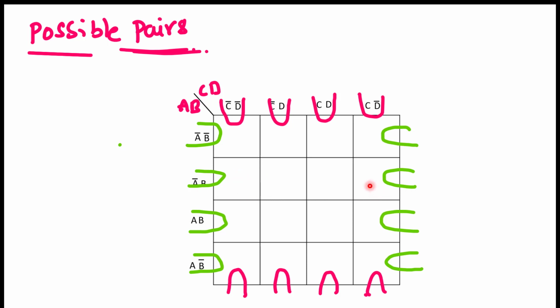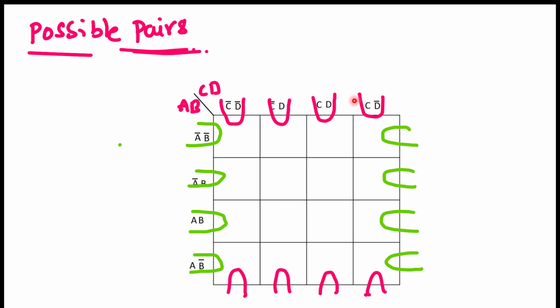Similarly, this and this, that means you are having one here and one here. Similarly, one here, one here. Or else you can have one here and one here. You can take this and this as one pair. Similarly, this and this also one pair, and this also one pair. So these are all possible pairs in a 4 variable K-map.